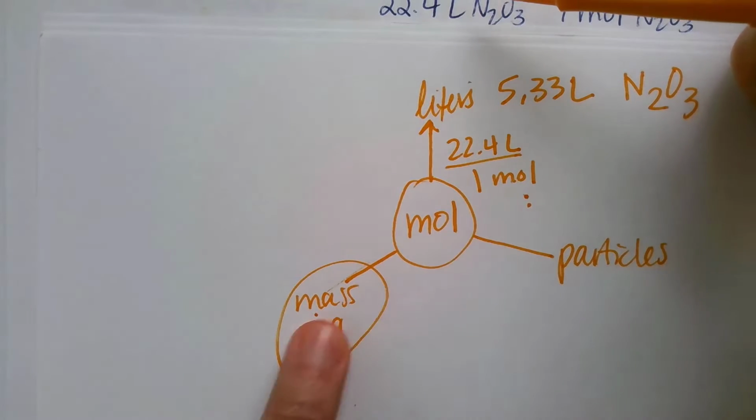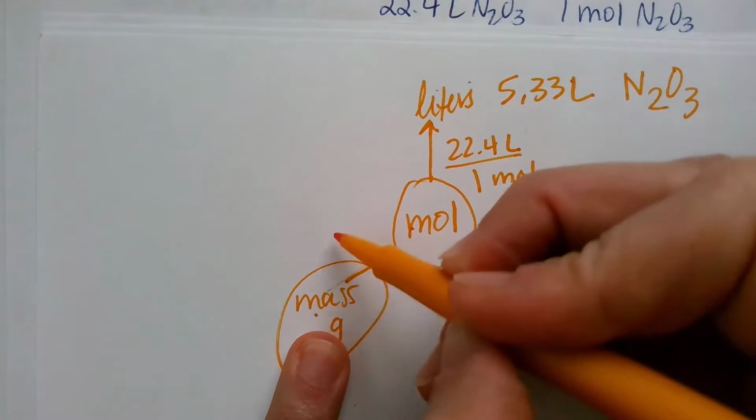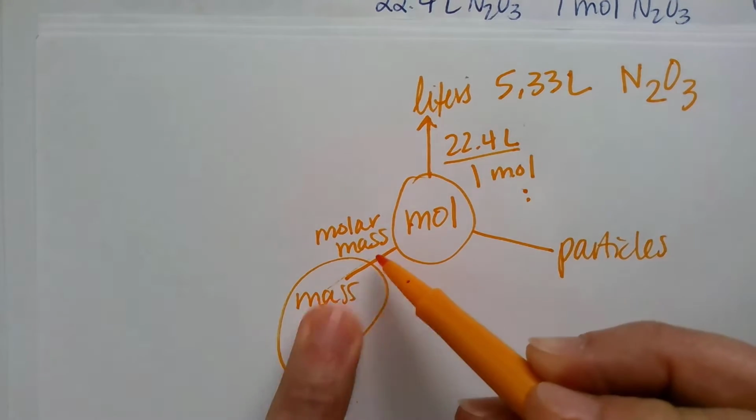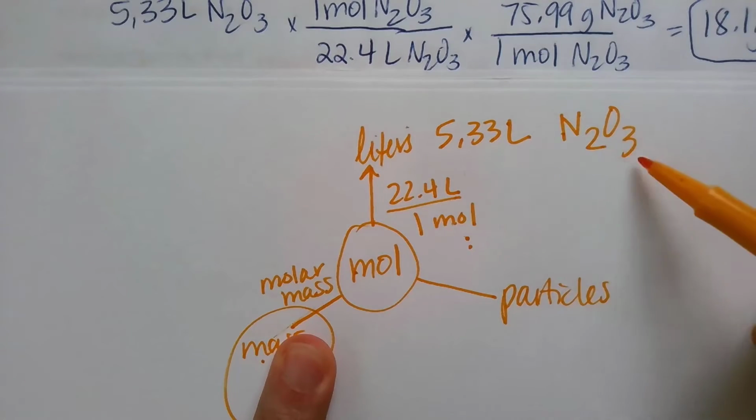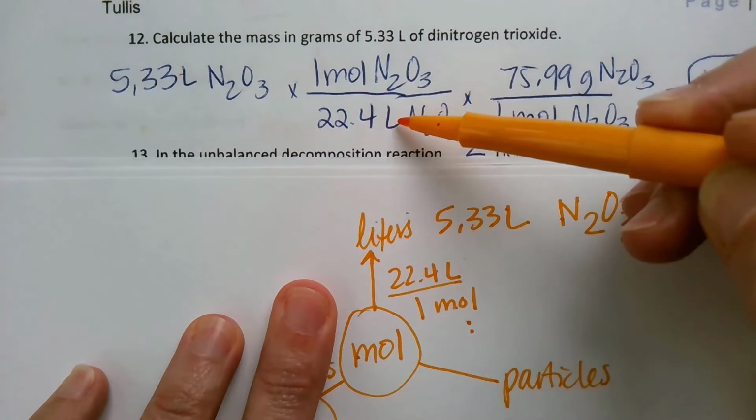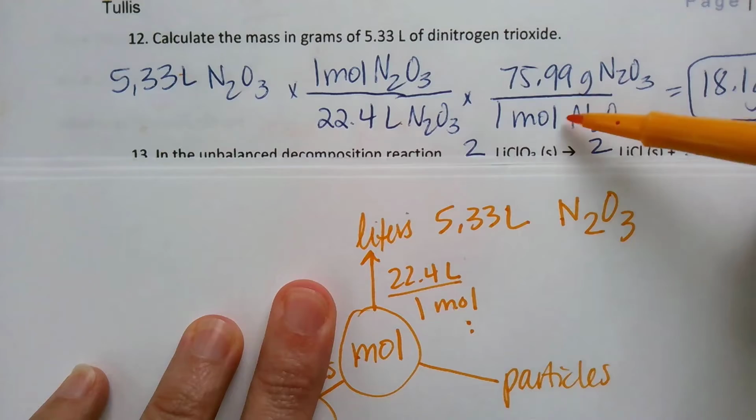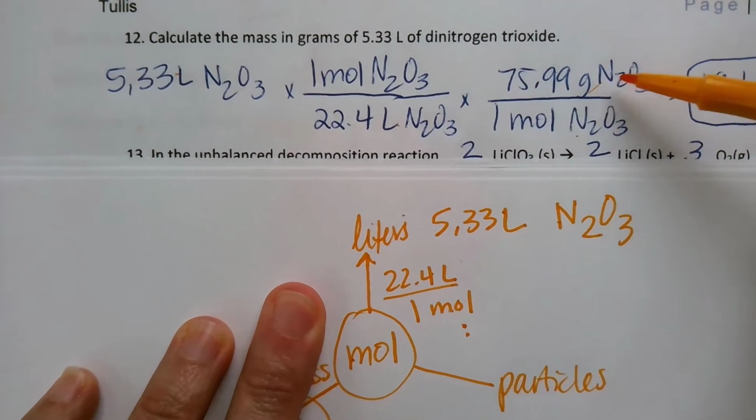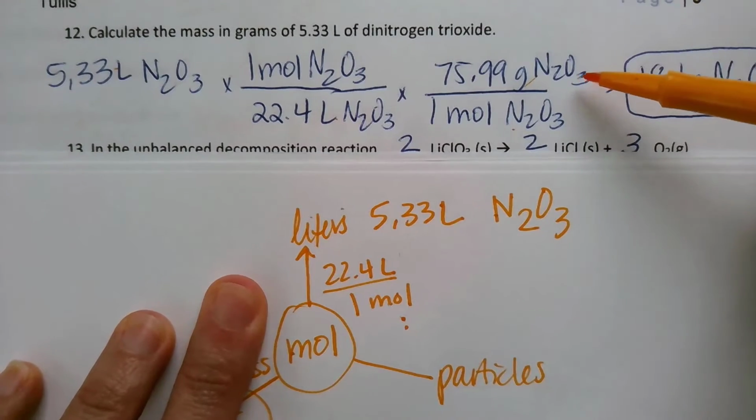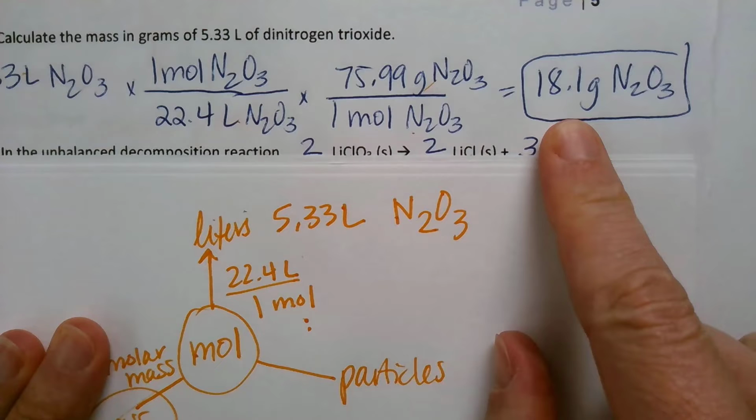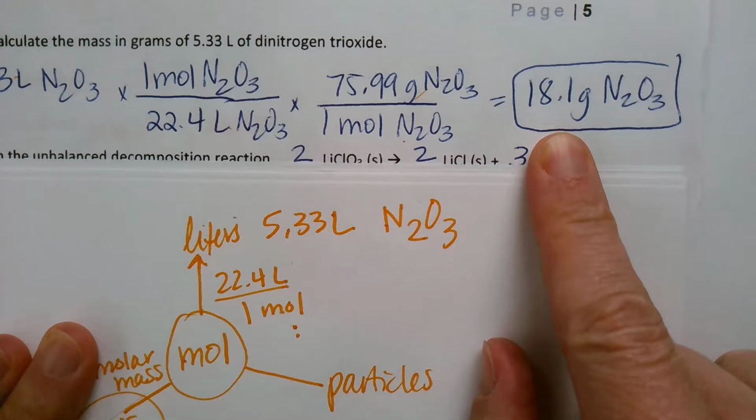Now I got to go to grams. And remember, in order to get from moles to grams, you have to use the molar mass. By looking at the periodic table, I need to add up 2 N's and 3 O's. So since I crossed out liters going diagonally to get to 1 mole, I have to have my 1 mole down here. And this number came from 2 N's and 3 O's from the periodic table. So now we just multiply across and divide going down, and we should get 18.1 grams of N2O3.